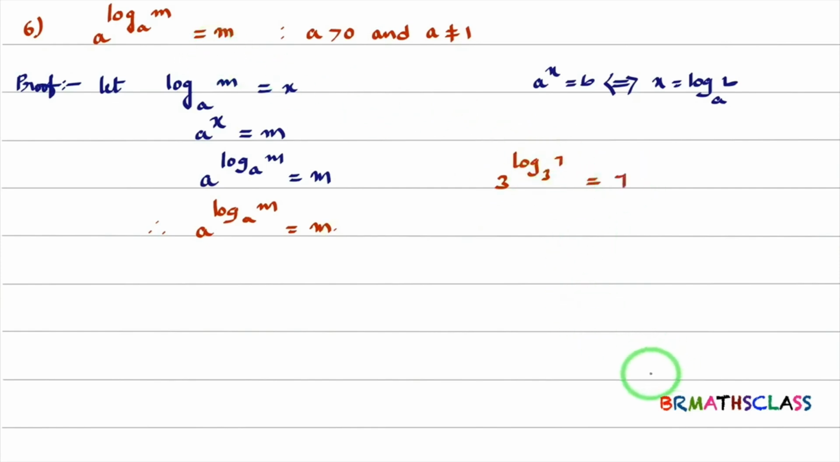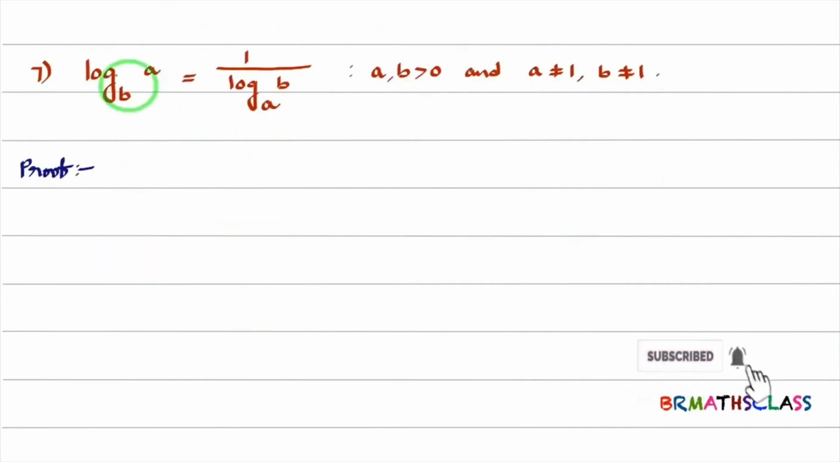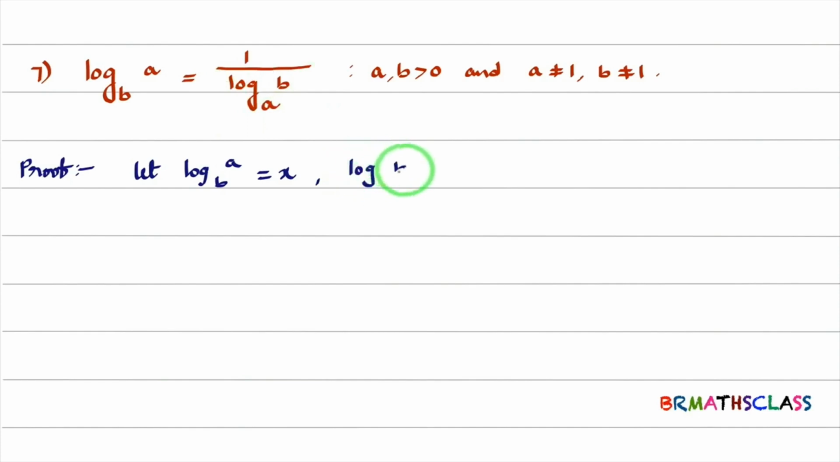Now we will see the proof of the next property. Seventh property: log a base b can be written as 1 divided by log b base a. This is also a very useful result. To prove this result, first I'll consider log a base b as x, and log b base a as y.